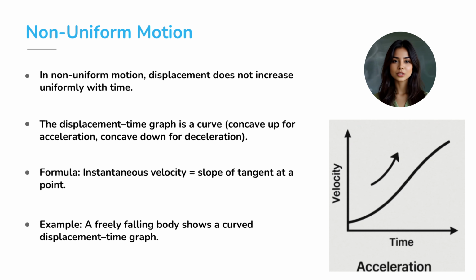Now comes the more interesting case, non-uniform motion. Here, displacement does not increase evenly with time. The graph becomes a curve. If the curve bends upward, the object is accelerating. If the curve bends downward, the object is decelerating. Mathematically, the instantaneous velocity is found by drawing a tangent at a point and finding its slope. A good real-world example is a stone dropped from a height. Its displacement grows faster and faster with time, so the graph curves upward.